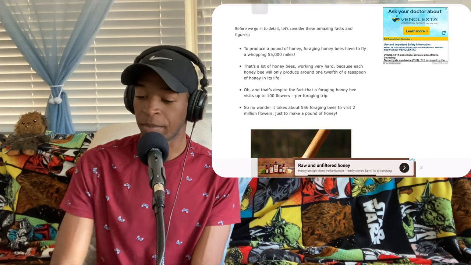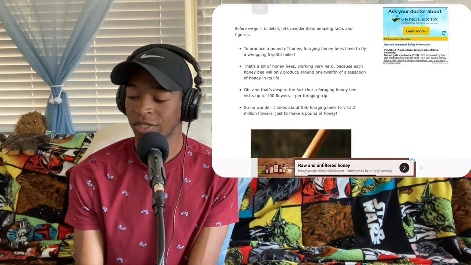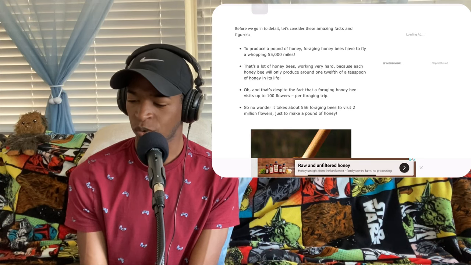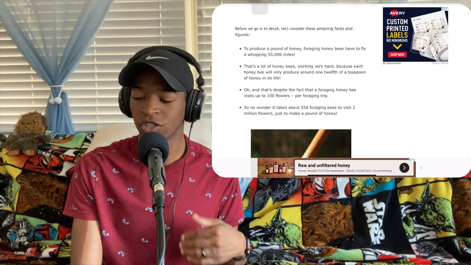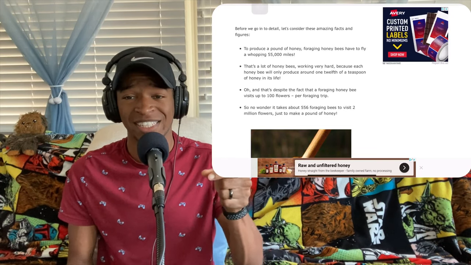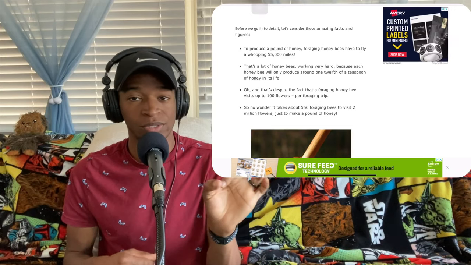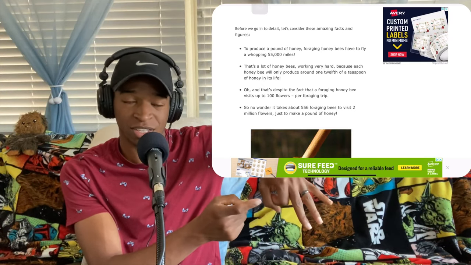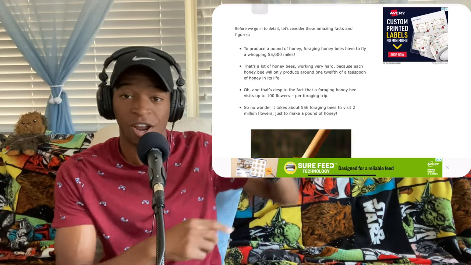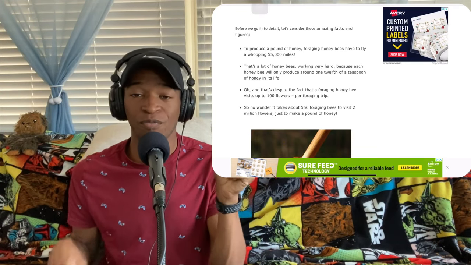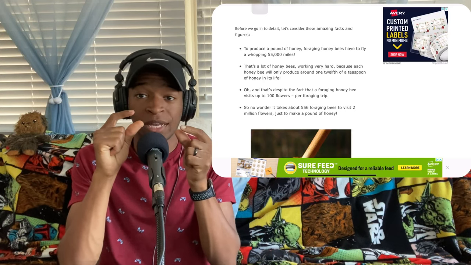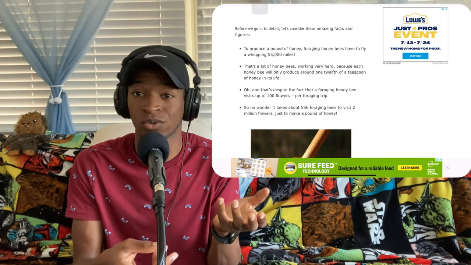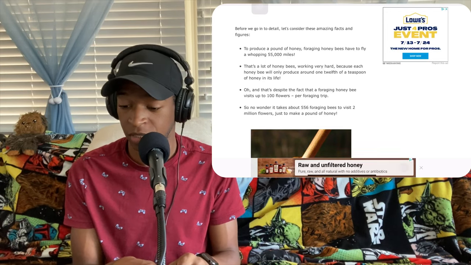Before we go into detail, let's consider these amazing facts and figures. To produce a pound of honey, foraging honeybees have to fly a whopping 55,000 miles. What? That's a lot of honeybees working very hard, because each honeybee will only produce around 1/12 of a teaspoon of honey in its life. A teaspoon is pretty small, and 1/12 of a teaspoon. Why am I doing it like this? Stop. Get your finger out of there. 1/12 of a teaspoon per bee, okay? And I'm planning on ordering like a 16-ounce thing of honey when I next go to the store. So that's a lot that it has to produce.